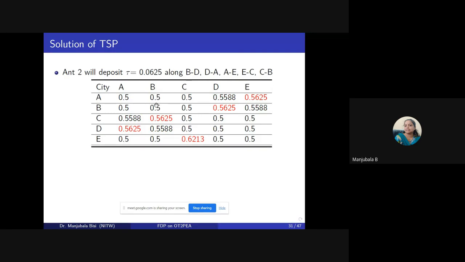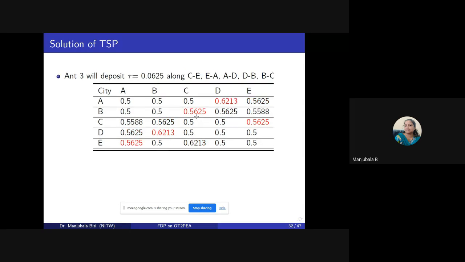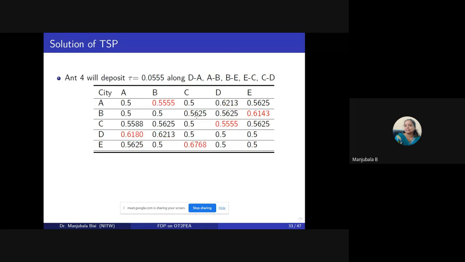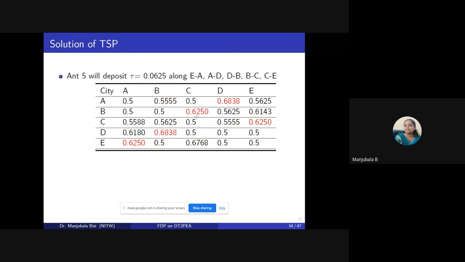Similarly, ant 2 will do the modification on these 5 edges. Again, there are 5 changes in the pheromone matrix. By how much amount? 0.06. Similarly, ant 3 will do this modification. Next, ant 4 will do this modification. Ant 5 will do this modification. So we started the pheromone matrix with the value 1. Now after doing one iteration of this ACO algorithm, we are getting this pheromone strength. So this is the output of iteration 1.